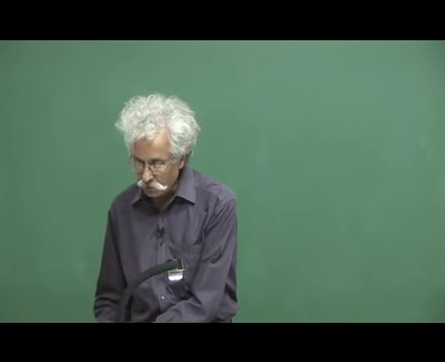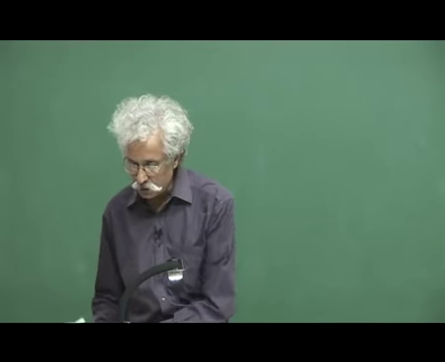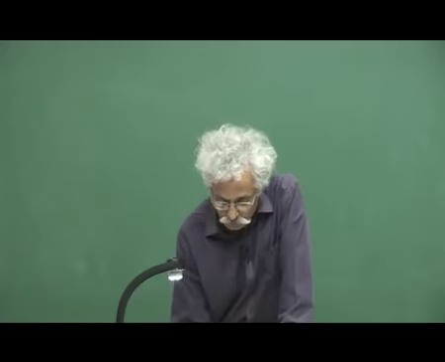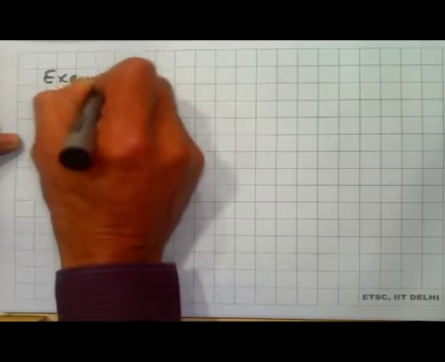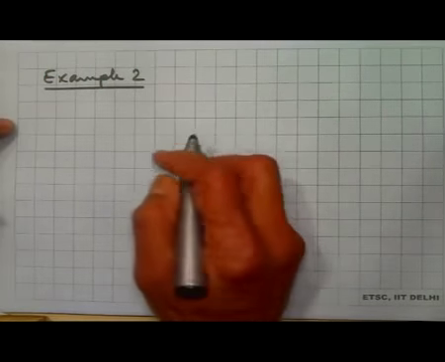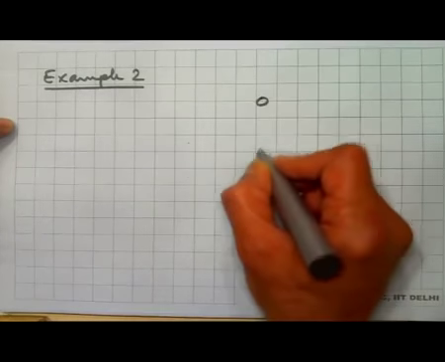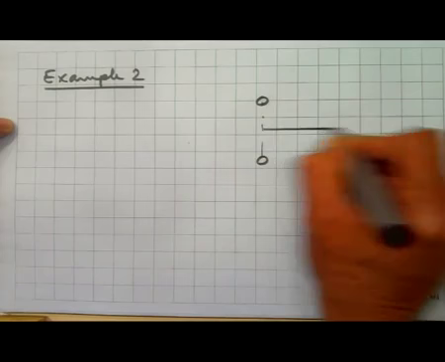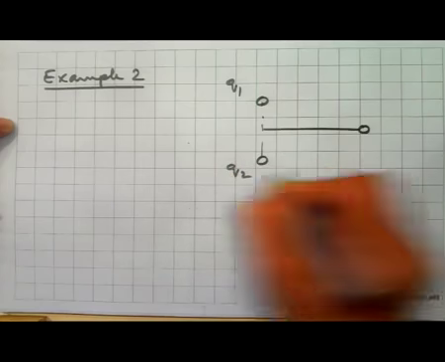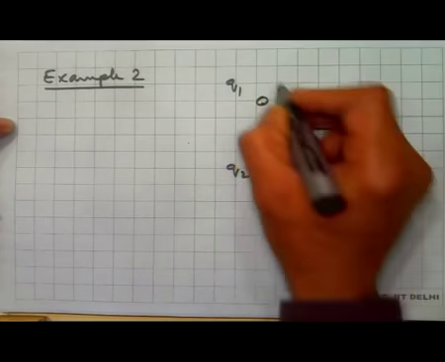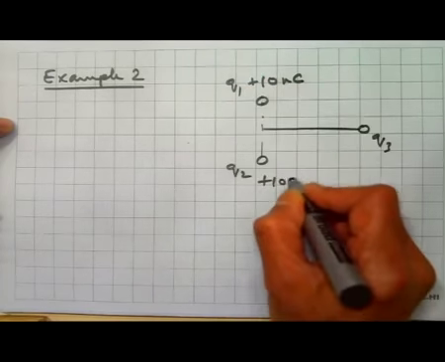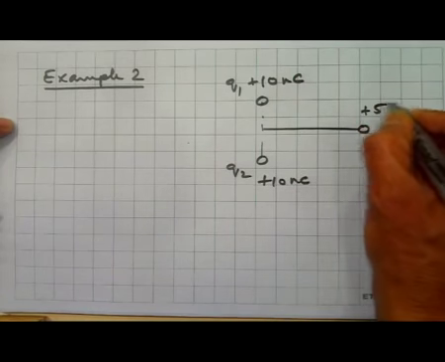Now, I would like to take another example. This example was three charges on the same line. Now, I want to take another example where the charges are not along the same line, but in a plane. So, let me take as an example, this is Q1, Q2 and Q3. So, let me assume 10 nanocoulomb here, plus 10 nanocoulomb, plus 10 nanocoulomb and plus 5 nanocoulomb.